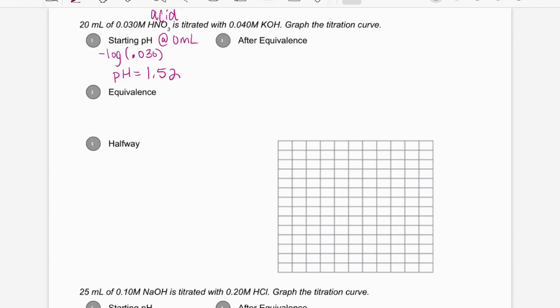For step number 2, at equivalence, I know that the moles are equal. So again, I'm going to use that MaVa is equal to MbVb.